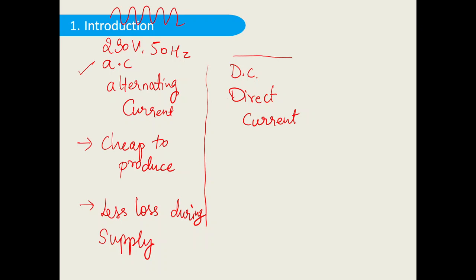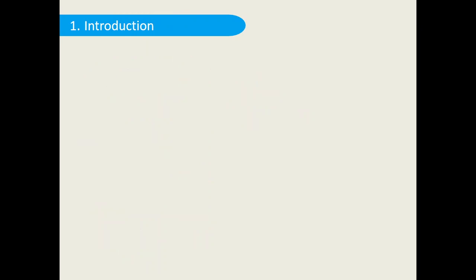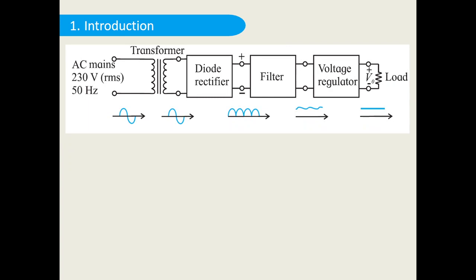So we have an alternating current and we want to convert it into direct current. What are the various steps available to convert alternating current to direct current? The first is the AC mains, 230 volts RMS, 50 hertz. This is the supply present in India, so the Indian supply is a 230 volts, 50 hertz AC supply.